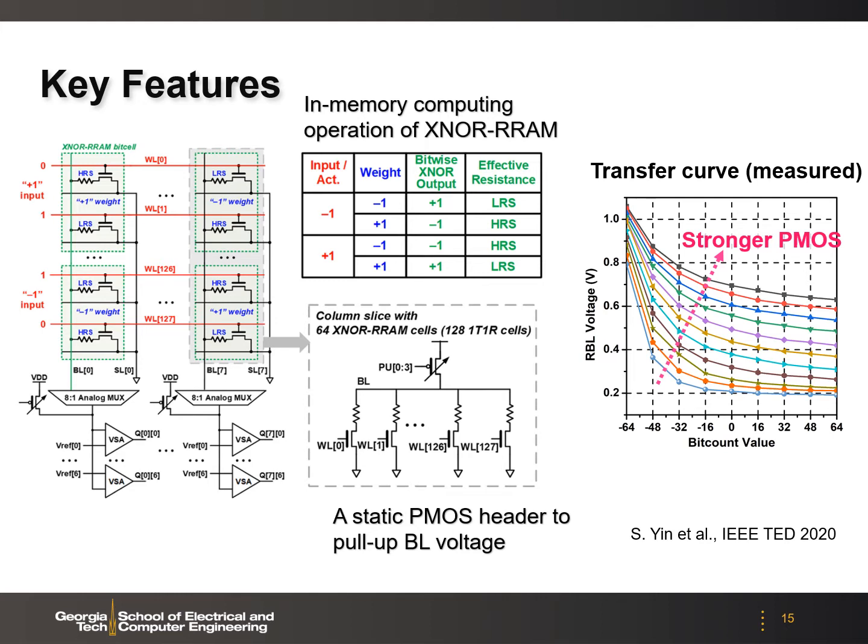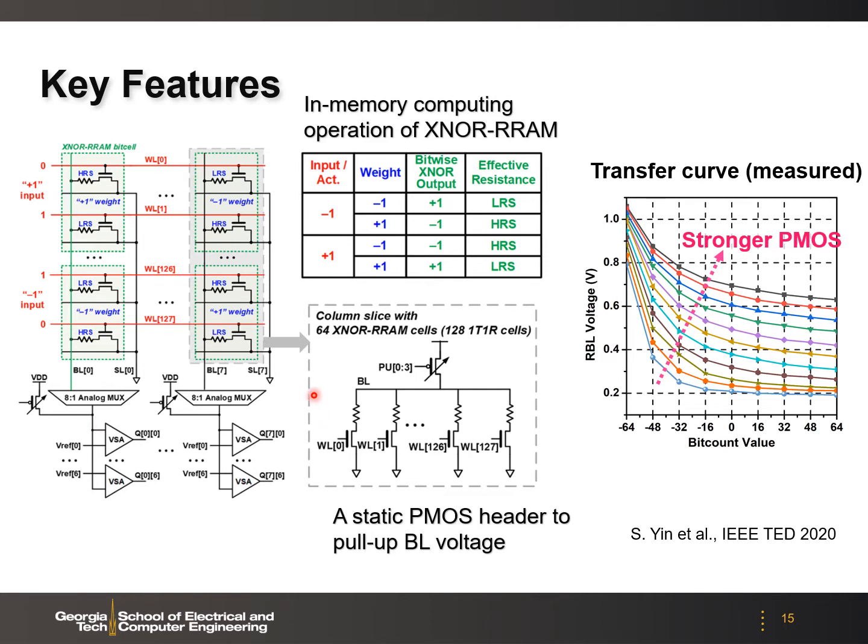Here we use complementary word line voltages to represent the binary inputs and complementary RRAM states to represent the binary weights. Essentially, we can support the XNOR computation. As shown in this truth table, the bitwise XNOR output is represented by the effective resistance attached to the bit line. And here, the current summation can modulate the node voltage, where we will use a multi-level sense amplifier, essentially a Flash ADC, to digitize this voltage.